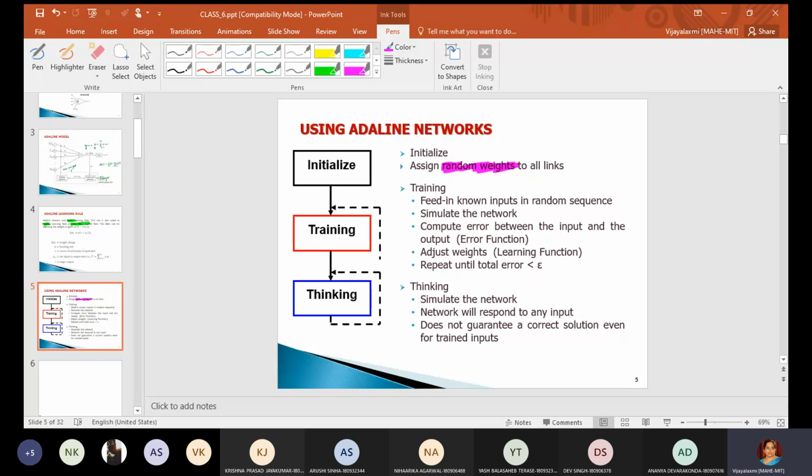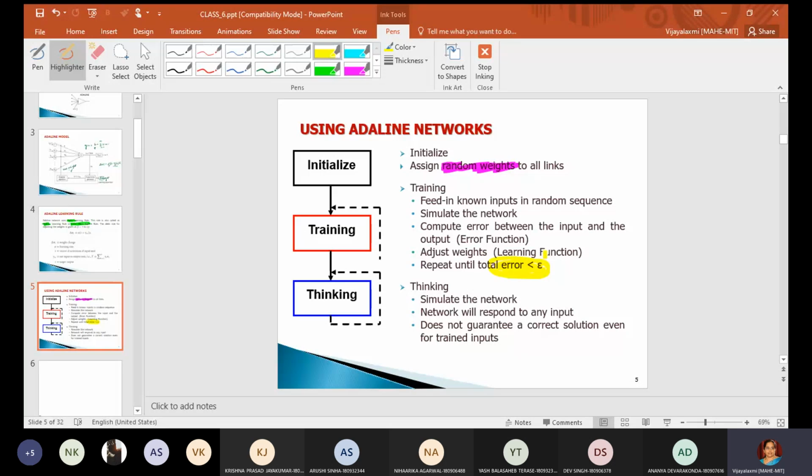After that you compute the error, then adjust the weights, and repeat until the total error is less than this value. That means here you are going to assume the convergence criteria. You can assume the final error should be, say, 1, or less than 1, something like that. So you can repeat the number of epochs or iterations until the total least mean square error becomes a certain value.